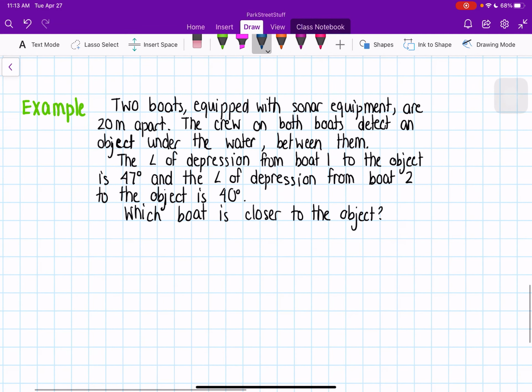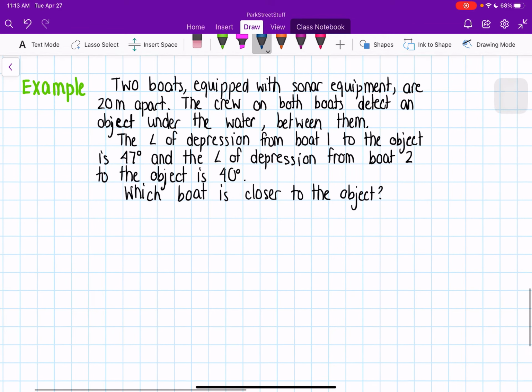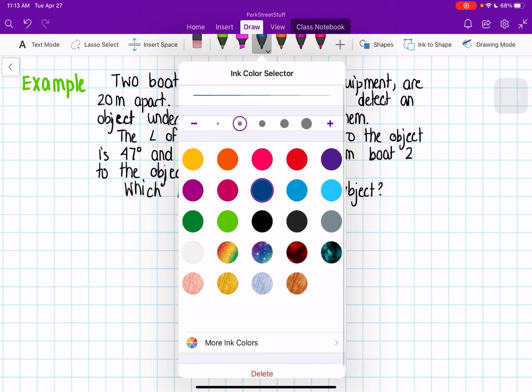Okay, so here's a word problem. These are more of your thinking level questions, just because you really need to be able to take all of these words and translate them into a diagram. So I wanted to just do one example of that.